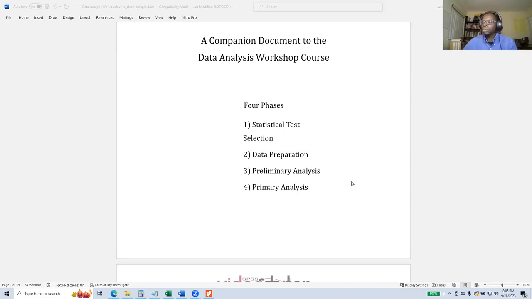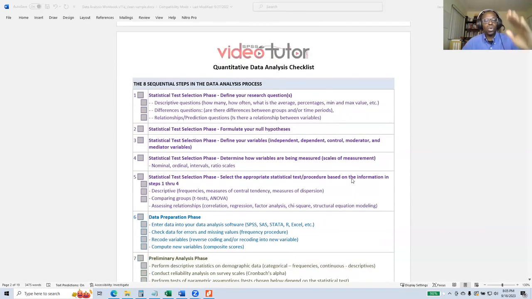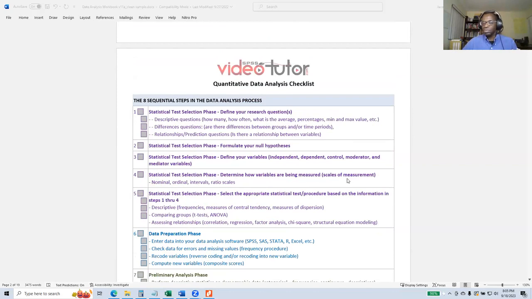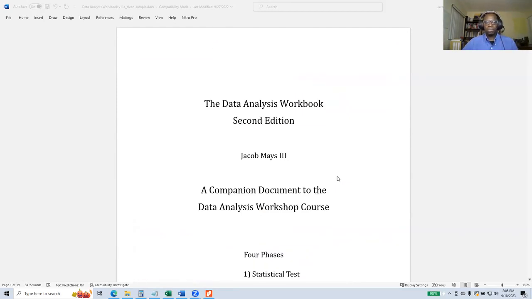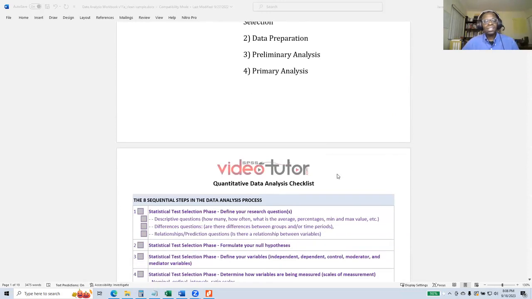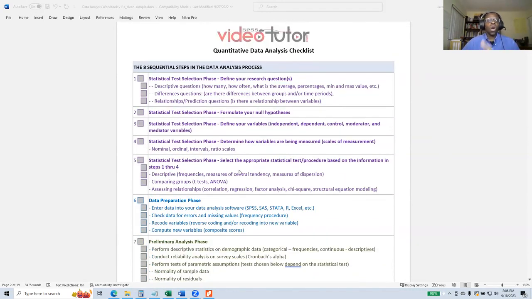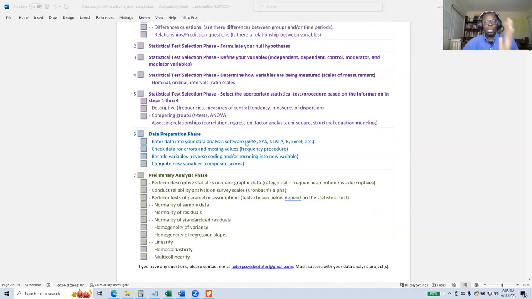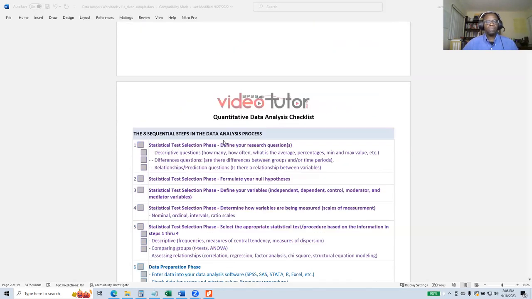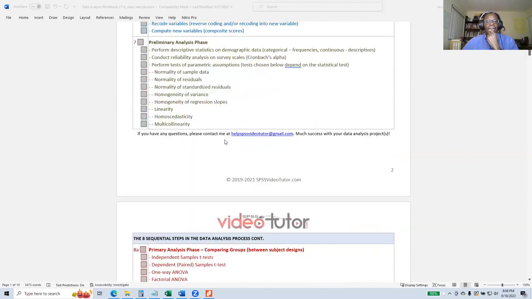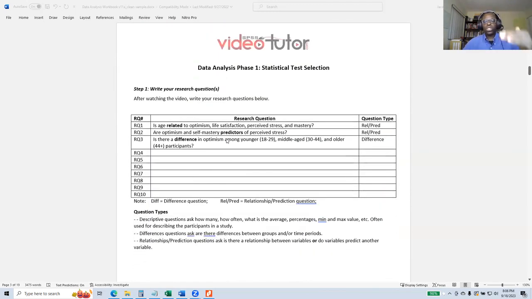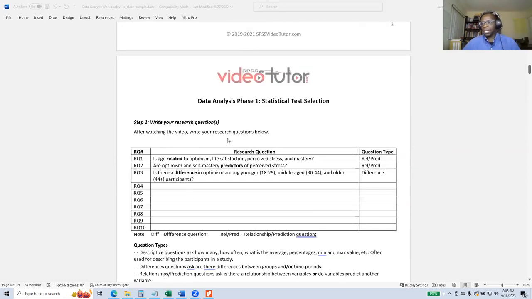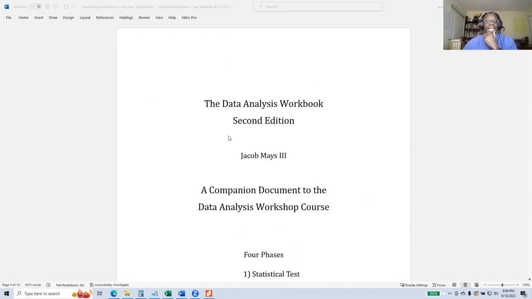And what we're going to do is we're going to go through all of the steps using this workbook. Regardless of what type of software you're going to use, all these steps are going to be followed regardless of the software program that you use. And this thing walks you through step by step by step. So this is the workbook that we're going to be using. And I also have the data file here.